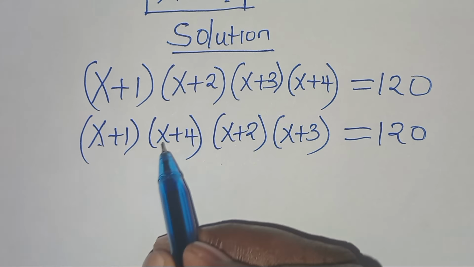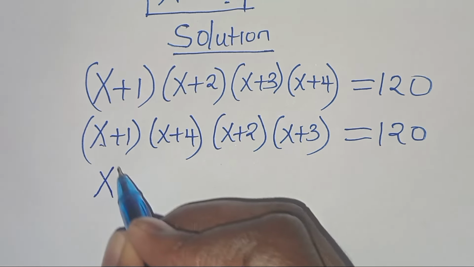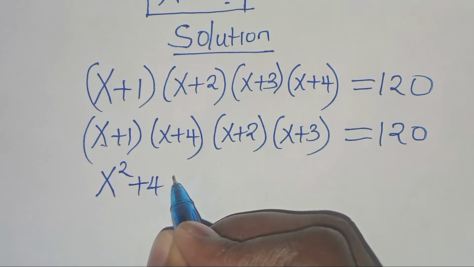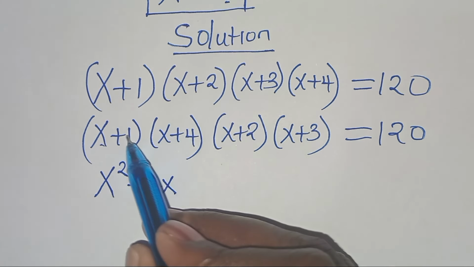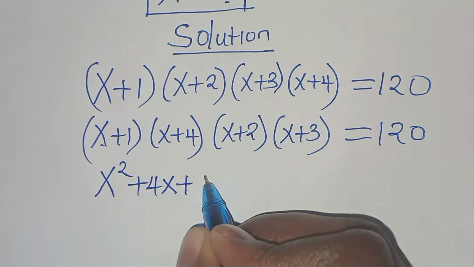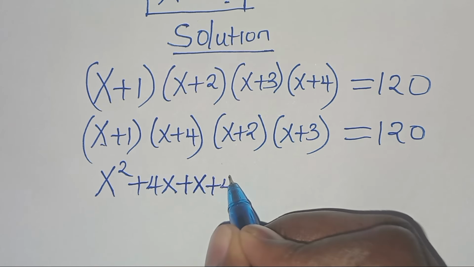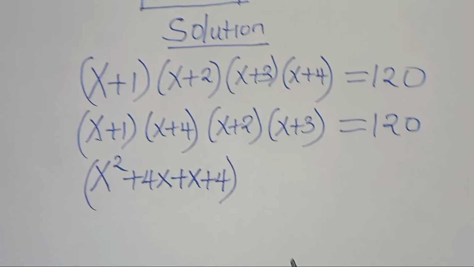So we have x times x. This is x squared. Then x times 4. This is plus 4x. Then we have 1 times x. This is plus x. And then we have 1 times 4. This is plus 4. Close the parentheses.